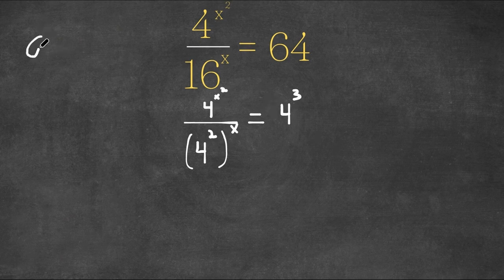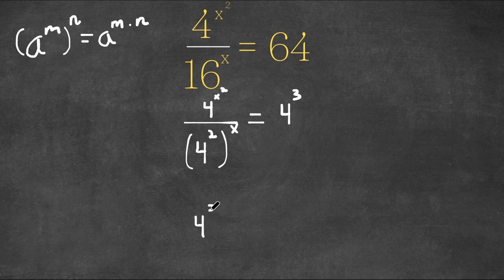So now, if we have something in the form a to the power of m to the power of n, this is actually the same thing as a to the power of m times n. Meaning 4 to the power of 2 to the power of x, this is the same thing as 4 to the power of 2 times x, or also known as 4 to the power of 2x. And our numerator is 4 to the power of x squared still.